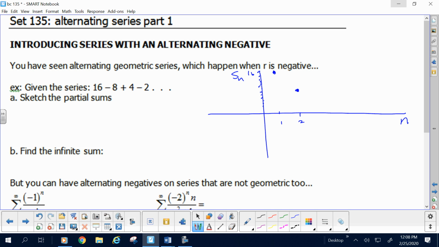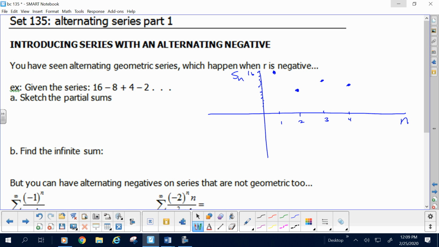Are we good? Okay. Sum 3, or the sum of the first three terms: 12. Four terms: 10. Okay? Now you can see that it's spiraling in, and that is a characteristic of alternating series. There's positive and negative causing it to go up and back down and up and back down, and so on.